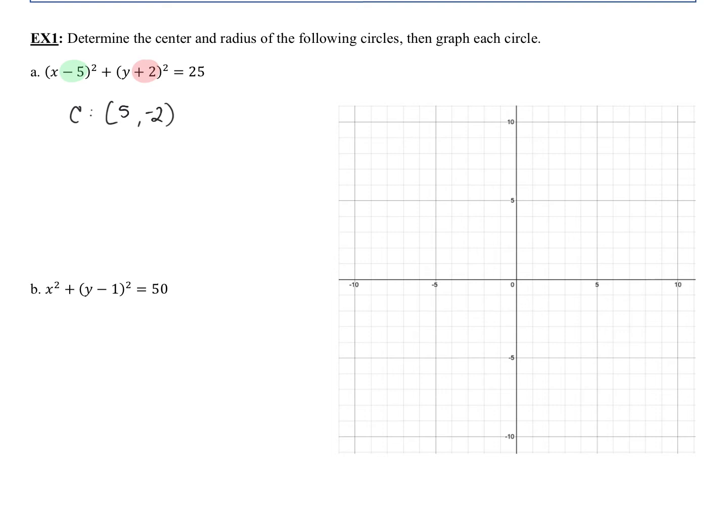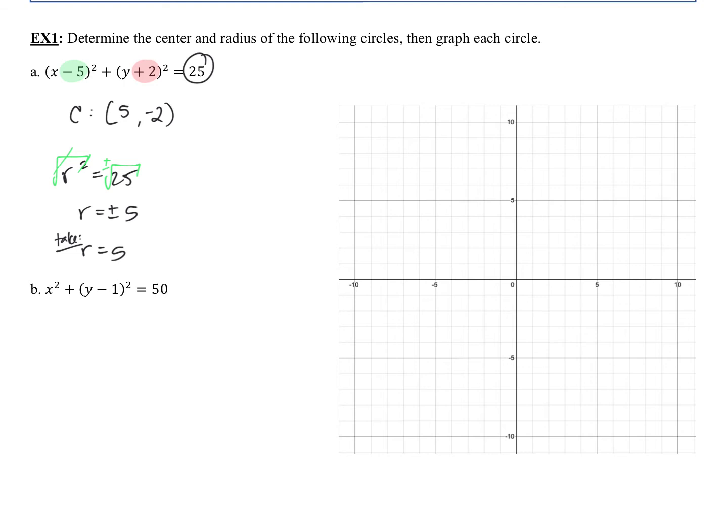And then my radius squared is that. So r^2 equals 25, which means to find my radius, I have to take the square root of both sides. r equals plus or minus the square root of 25, which is 5, which means my radius is 5. So we'll take r equals 5. So let's go ahead and graph that. I'm going to graph that in green.